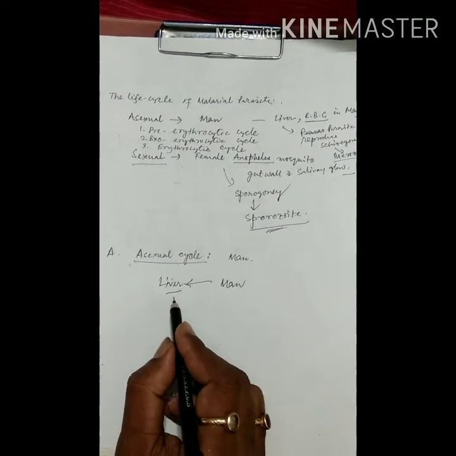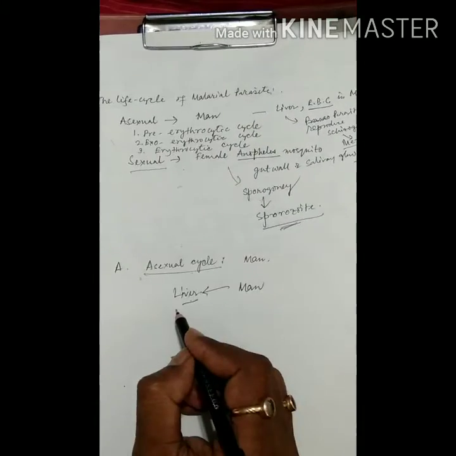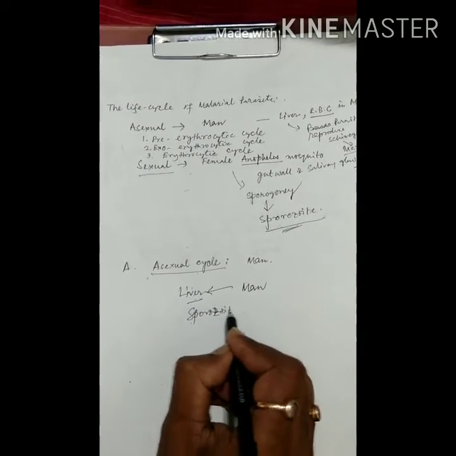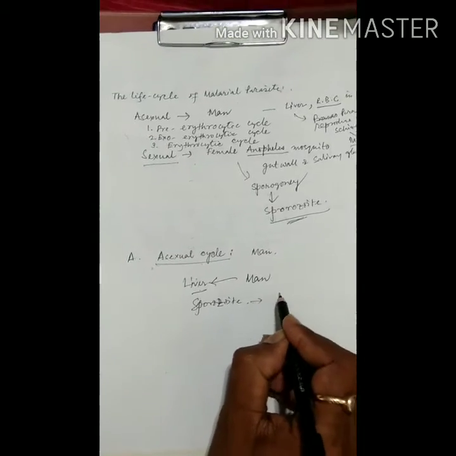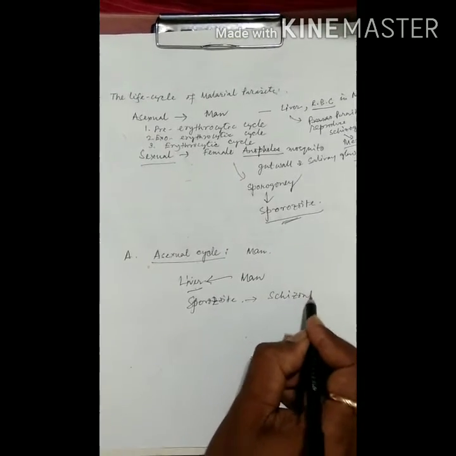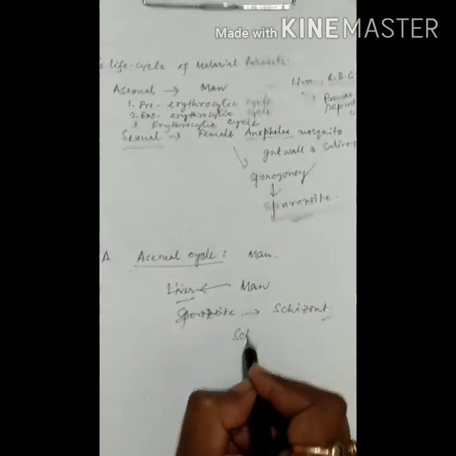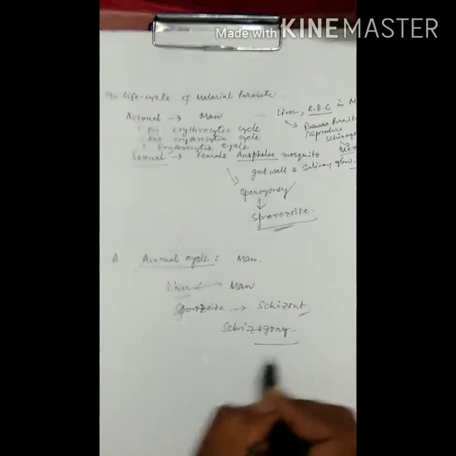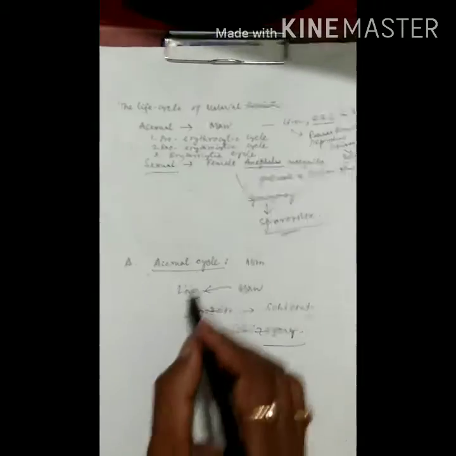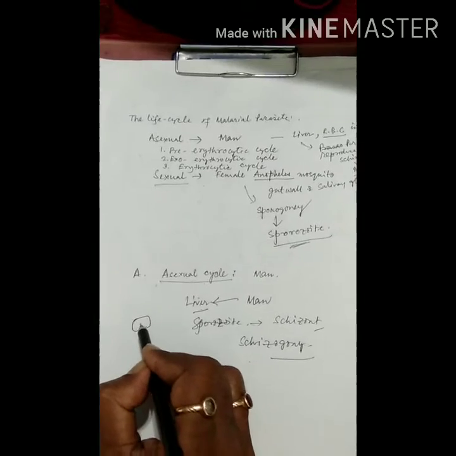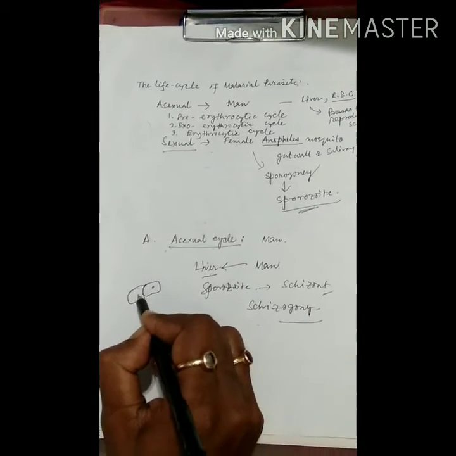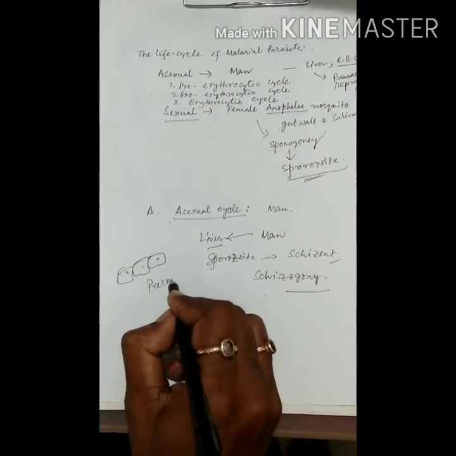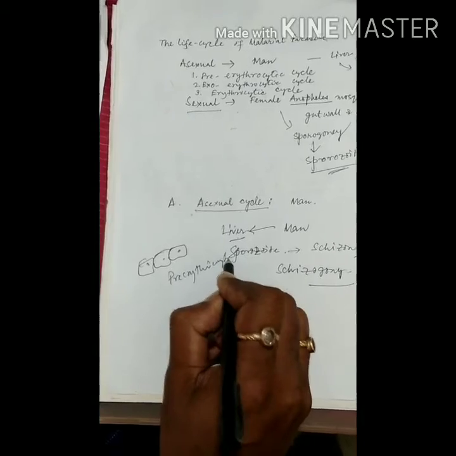It infects the liver parenchymal cell. Each sporozoite develops into the zygote in the process of zygogony. This phase of multiplication within the parenchymal cell of the liver is called the erythrocytic cycle.